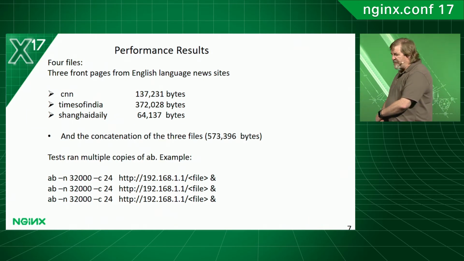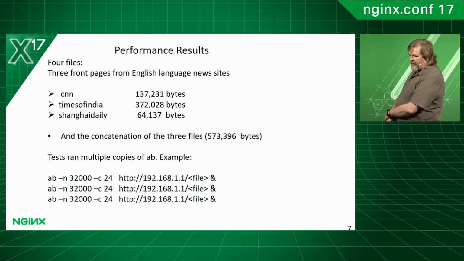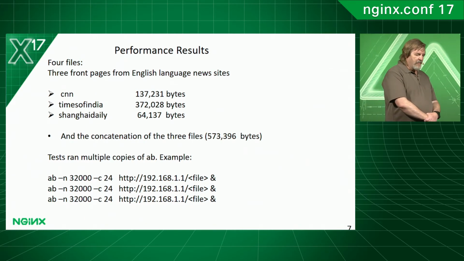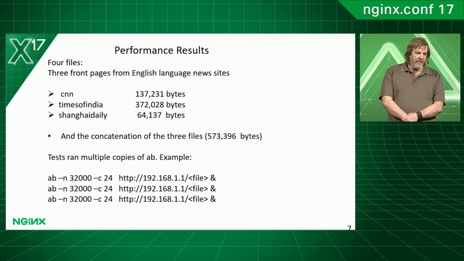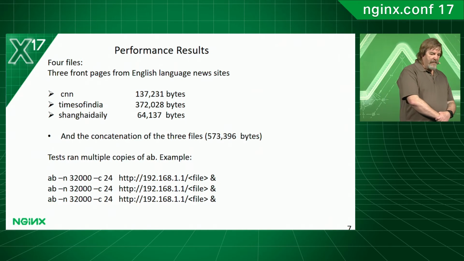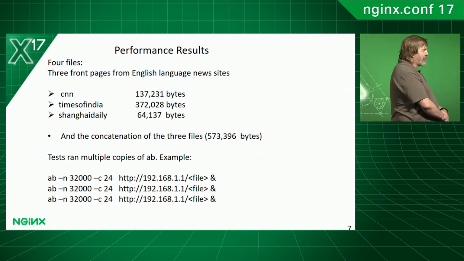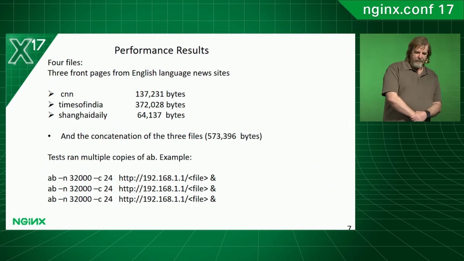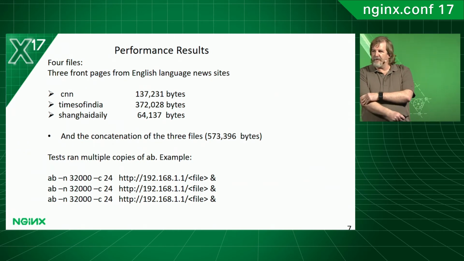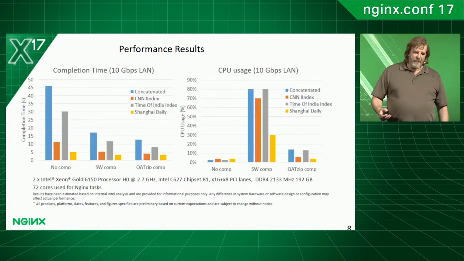So we used Apache Benchmark on a separate client platform, and we ran it as described there. We ran 32,000 iterations with a concurrency of 24. And we found it most useful if we were running 3 copies of Apache Bench simultaneously. I presume most people here are familiar with Apache Bench, right? Probably. Okay, so here's what we got.